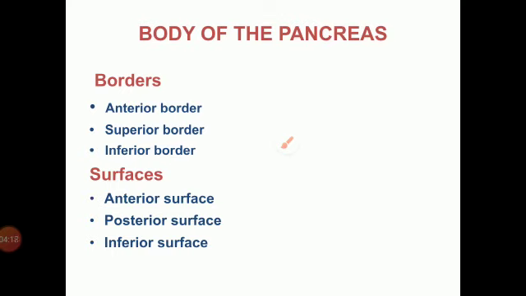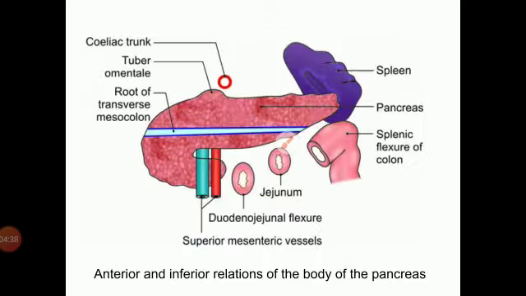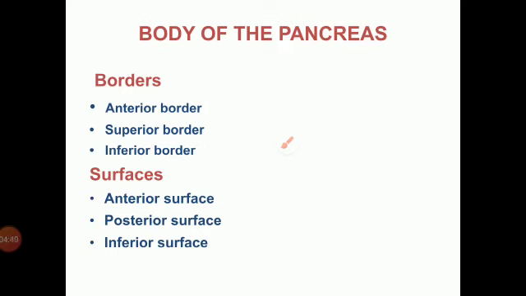Coming to the body of the pancreas, the body of the pancreas is elongated. It extends from the neck to the tail of the pancreas. It passes towards the left with a slight upward and backward inclination. This body of the pancreas is triangular on cross section. It has three borders, that is the anterior border, the superior border and the inferior border. It has three surfaces, that is the anterior, posterior and the inferior surfaces.